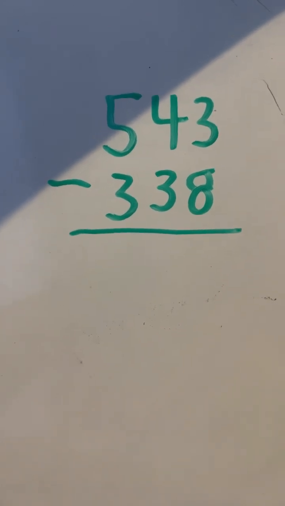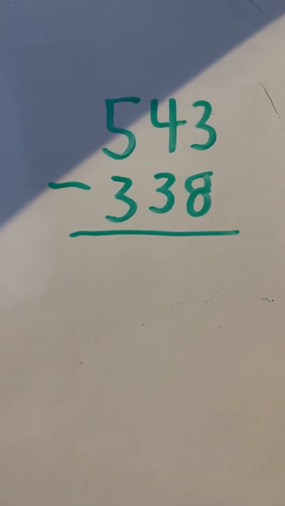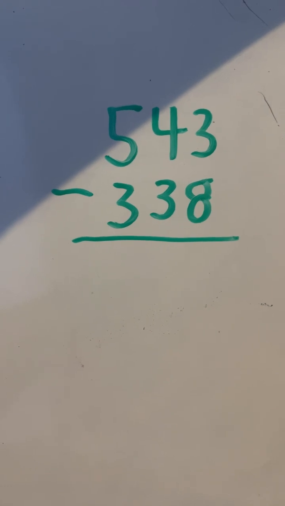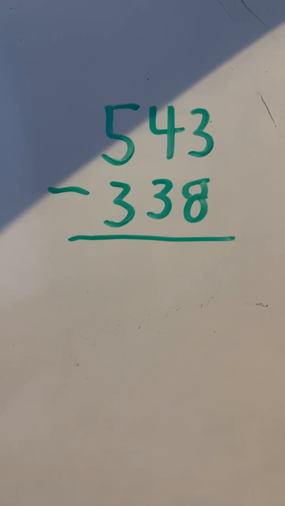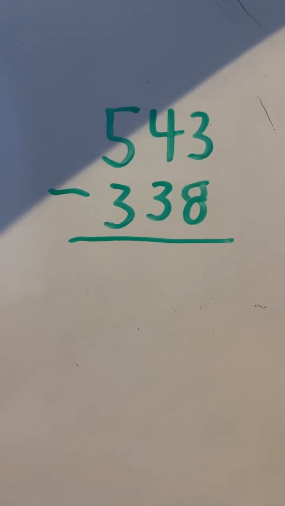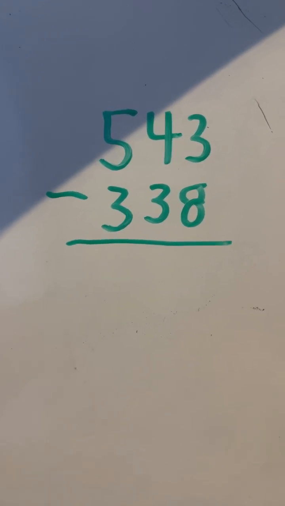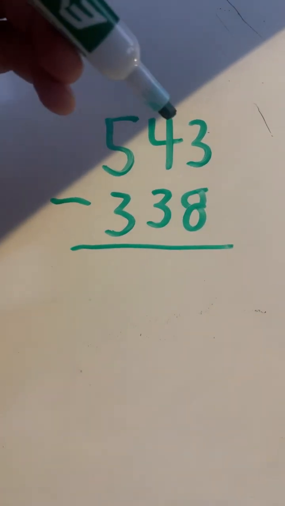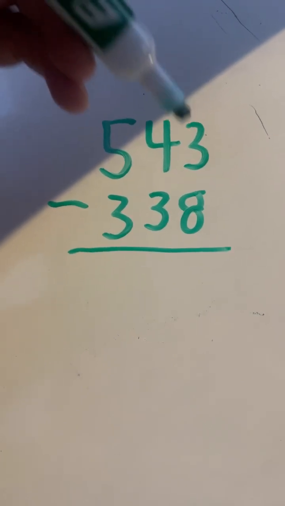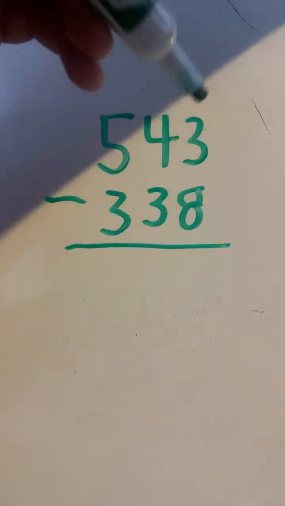All right, 543 minus 338. So again, we are checking the hundreds, tens, and ones place to see if regrouping is needed. We only regroup if there's a bottom digit that's bigger than the top digit. So again, for this problem, the only place that needs to be regrouped is the ones place. You can't start out with 3 and take away 8.